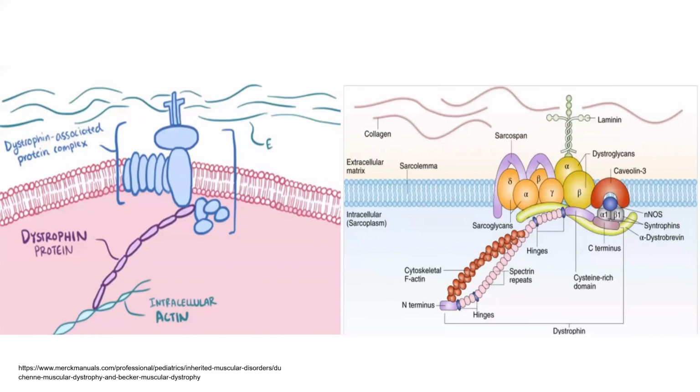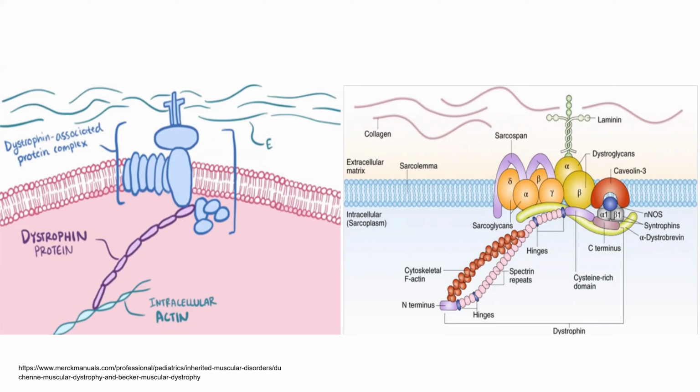So here we're going to go over the dystrophin protein and its complex with intracellular actin and the dystrophin-associated protein complex. On the left, we have a basic image. We see dystrophin binding to intracellular actin and a muscle cell membrane, which we're going to call the sarcolemma, since it's the muscle cell. So what the dystrophin does with its binding to intracellular actin and the dystrophin-associated protein complex, DAPC, or on the right, DAGC, is it acts as a cellular scaffold.